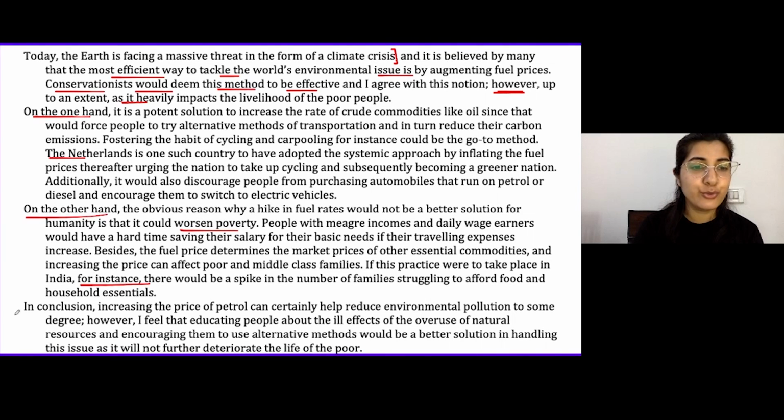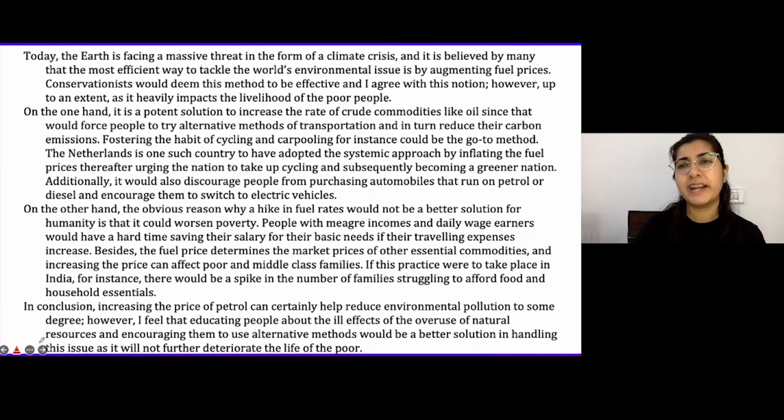Now, look at the conclusion. Again, can you see what has happened here? Paraphrasing of the question: increasing the price of petrol can certainly help reduce environmental pollution. My opinion, to some degree. And then my suggestions. However, I feel that educating people about the ill effects of the overuse of natural resources and encouraging them would be a better solution in handling this issue, as it will not further deteriorate the life of the poor.